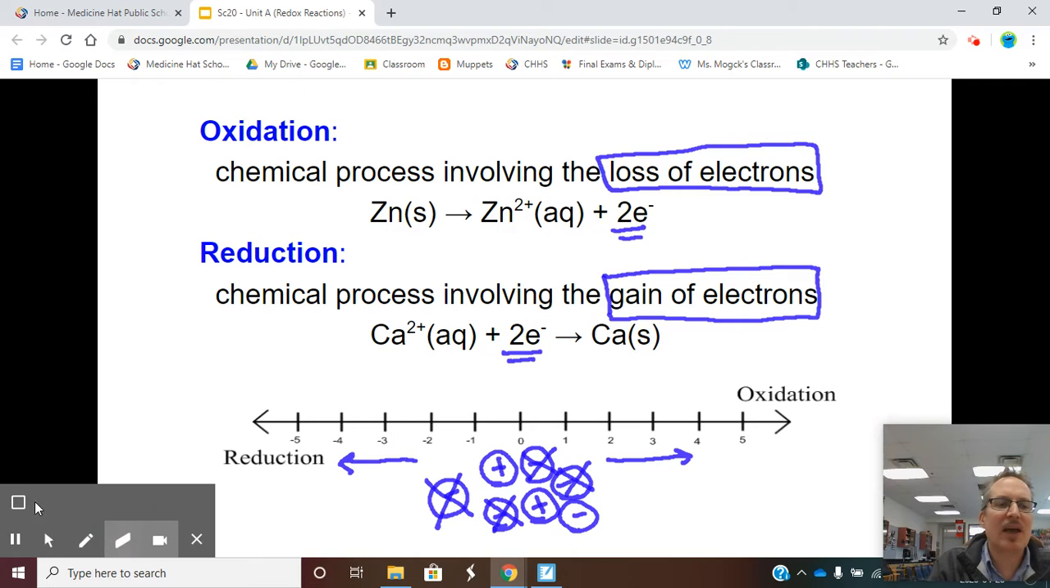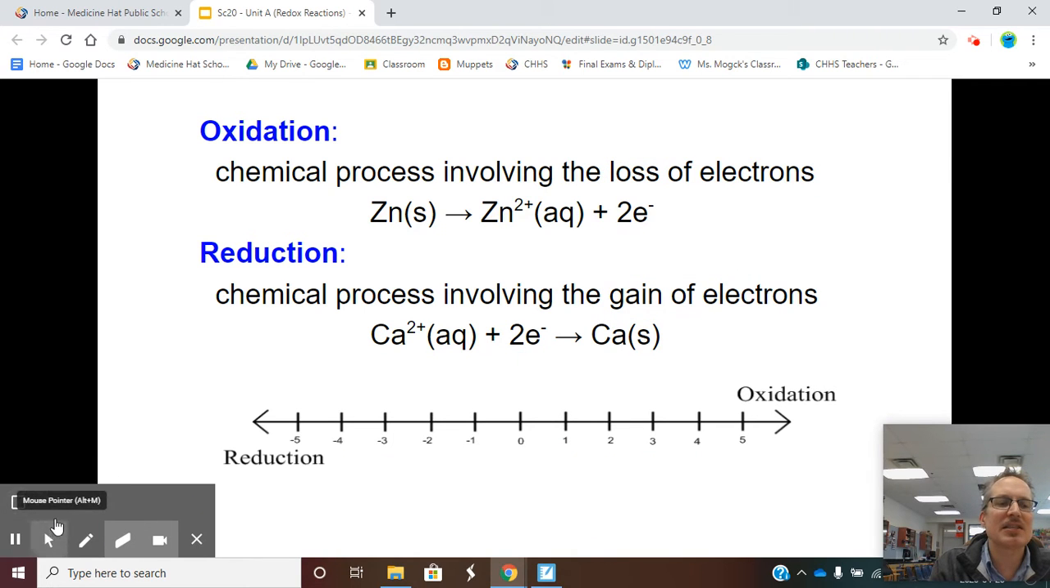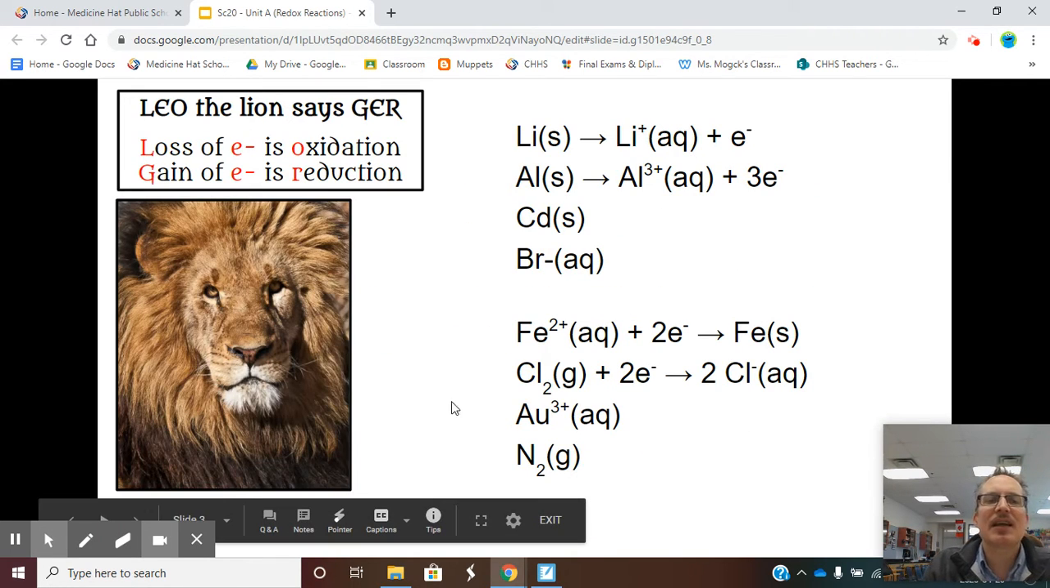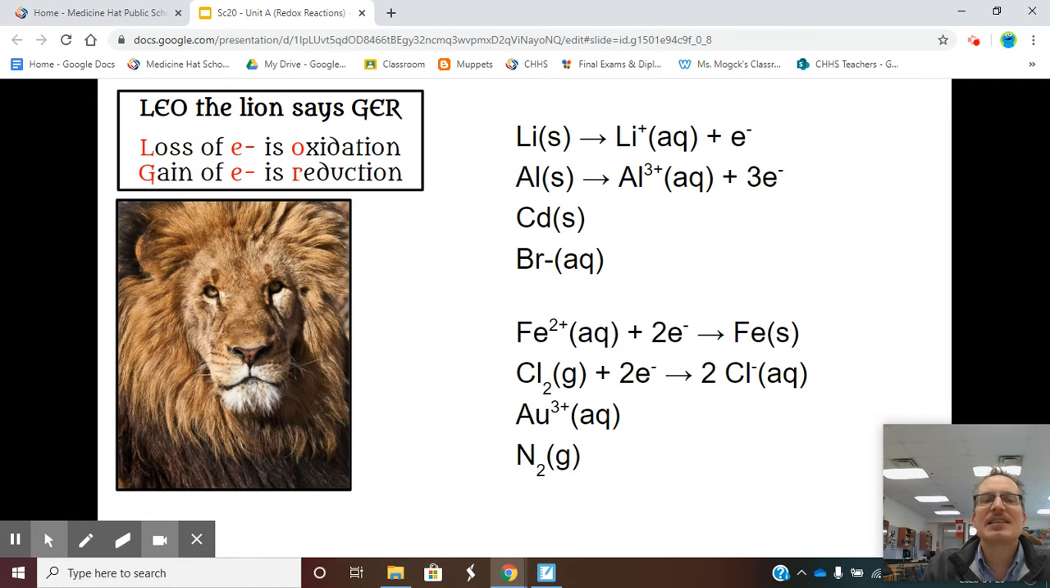An easy way for us to think about this is the idea of Leo the lion says GER. This is an easy way for us to remember it. LEO stands for losing electrons is oxidation. GER stands for gaining electrons is reduction. So every time we are losing electrons, we are going through oxidation. Every time we are gaining electrons, we are going through reduction. Leo the lion says GER.